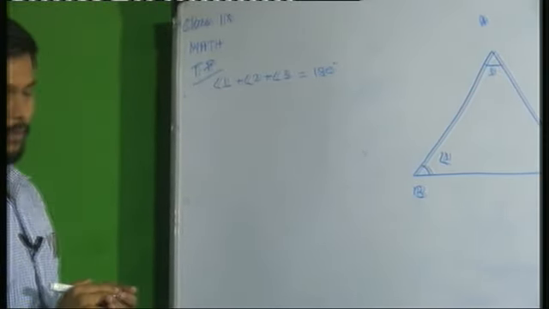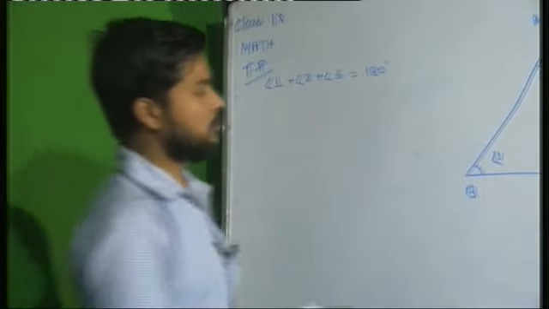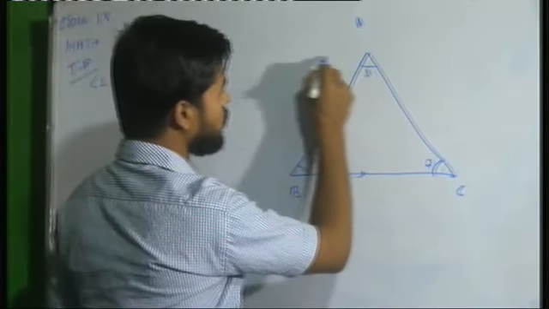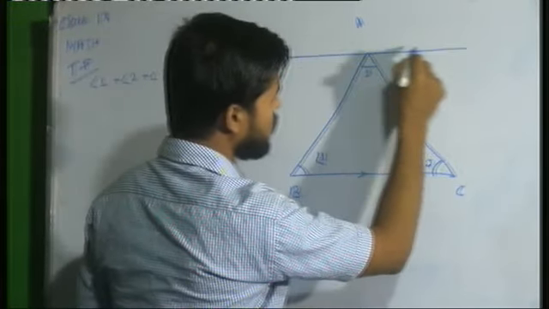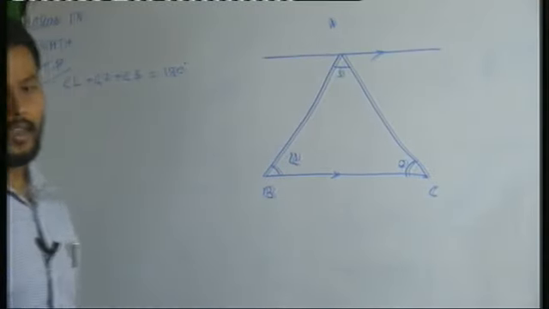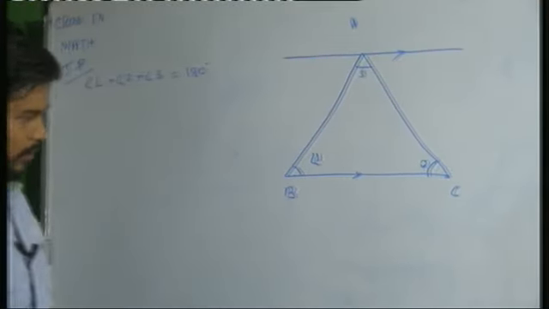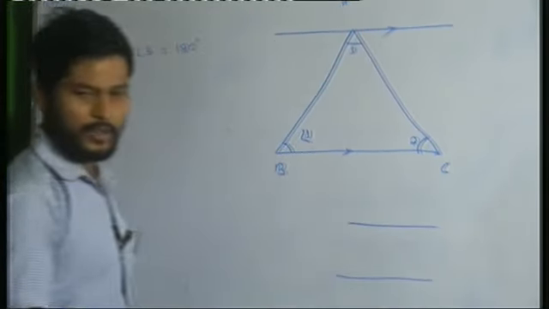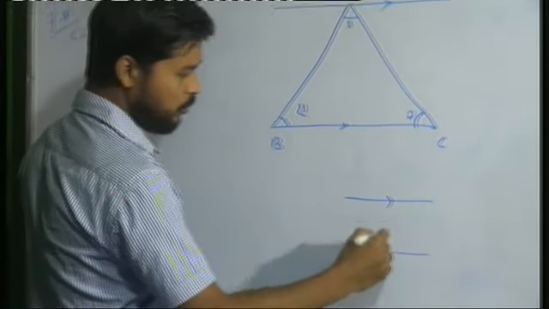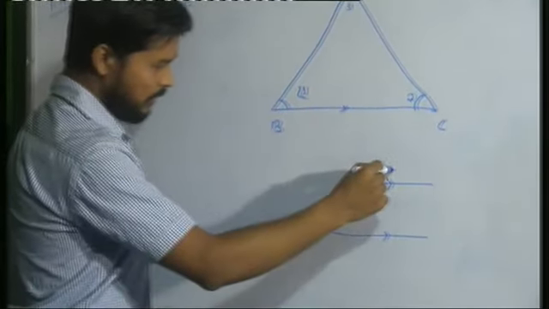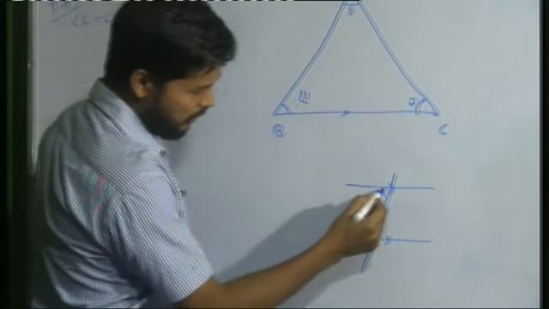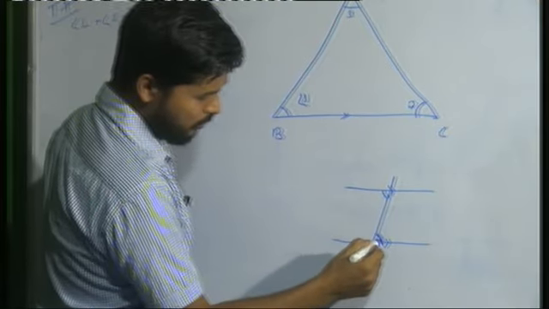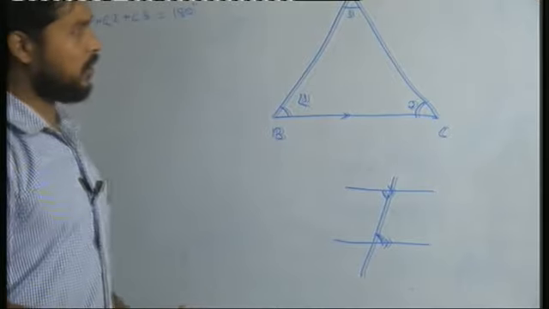Now we can prove the theorem very easily if we draw a line through the point A and parallel to the line BC. I think you must know what an alternate interior angle is. Suppose there are two parallel lines and one transversal; interior angles on opposite sides of the transversal are called alternate interior angles.